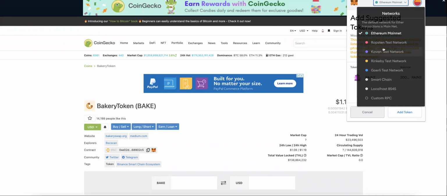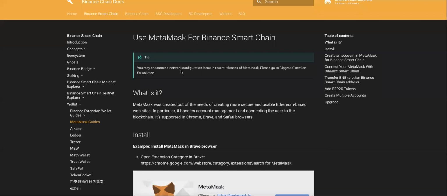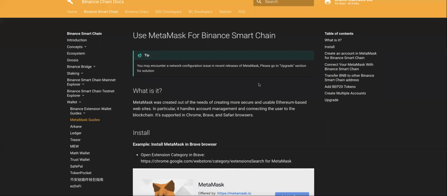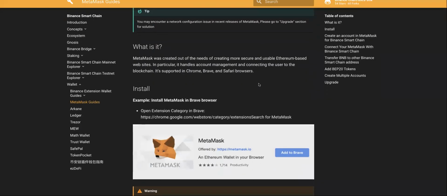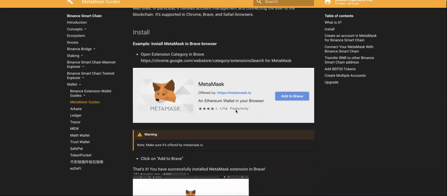Now, these are networks that Metamask supports at the moment. So this is the Binance Smart Chain. To configure your Metamask to work with the Binance Smart Chain, there is a guide here on the Binance website. It says use Metamask for Binance Smartchain. After you have downloaded your Metamask, you just come to this page. I will leave a link below this video if you're watching this on YouTube.